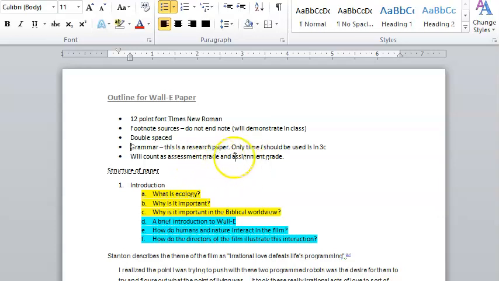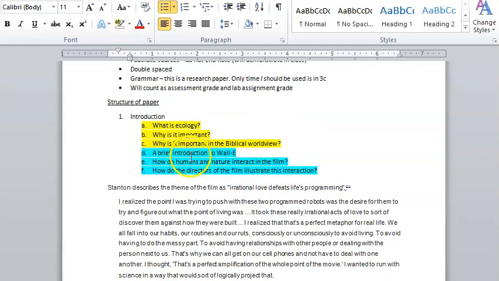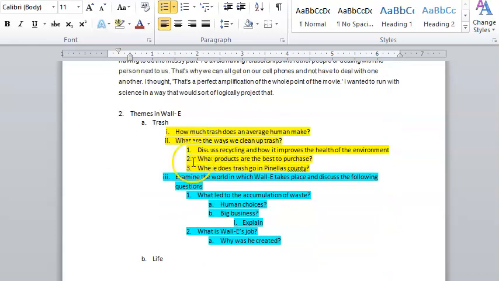This will count as an assessment grade, like a quiz grade, and also a lab assignment grade. Okay, so both of those things. So before I move on, let me show you what I mean by footnoting, okay? So let's scroll down here, and I'm going to go over all this again, but let's say, how much trash does an average human make?